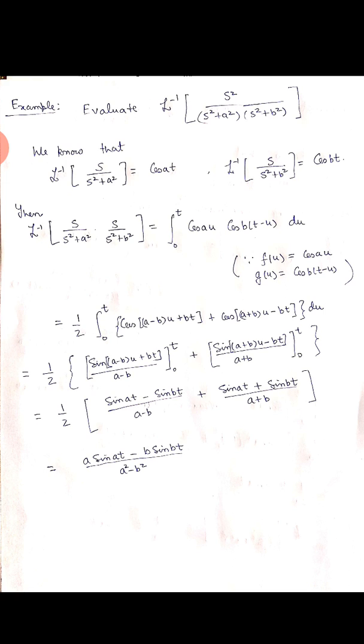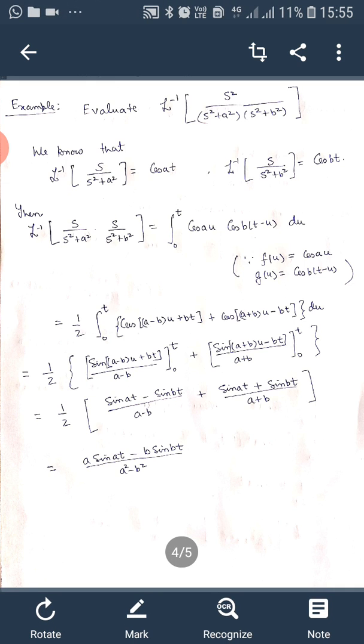Now if we take the LCM and simplify it here, some of the terms will be cancelled out. 2 will also be cancelled, and the final expression we will have is (a sine at minus b sine bt) over (a square minus b square), which is nothing but the inverse Laplace transform of the function s square over (s square plus a square) times (s square plus b square).